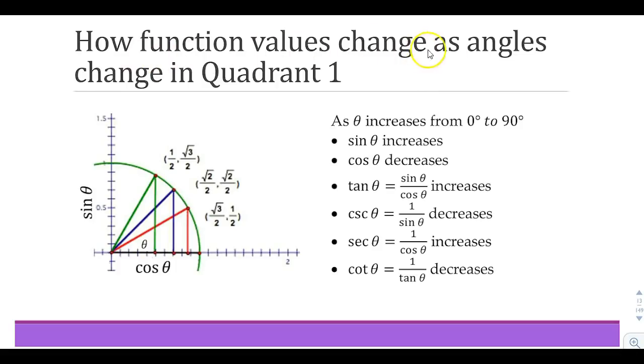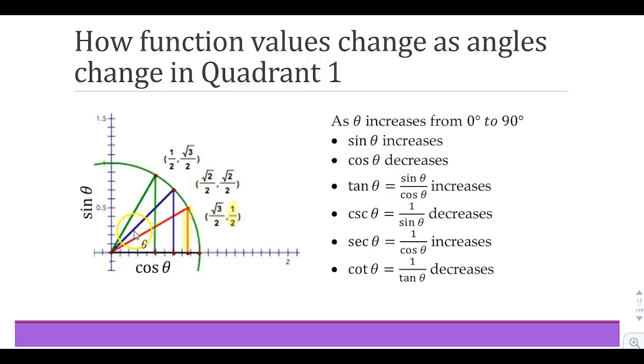How function values change as angles change in quadrant 1. We're interested in how the trig functions change as my angle moves from 0 degrees all the way up to 90 degrees. So we'll focus on the trig function sine. Let's take a look at this first triangle here corresponding to an angle of 30 degrees. If we focus on the sine value, that's the y value. I'm looking at this first height here, and that would correspond to a y value of 1/2.